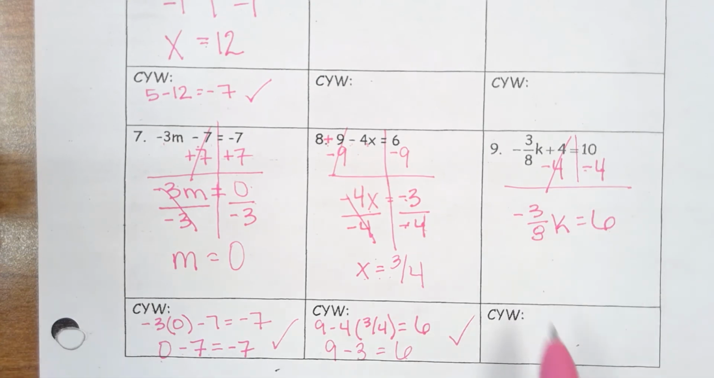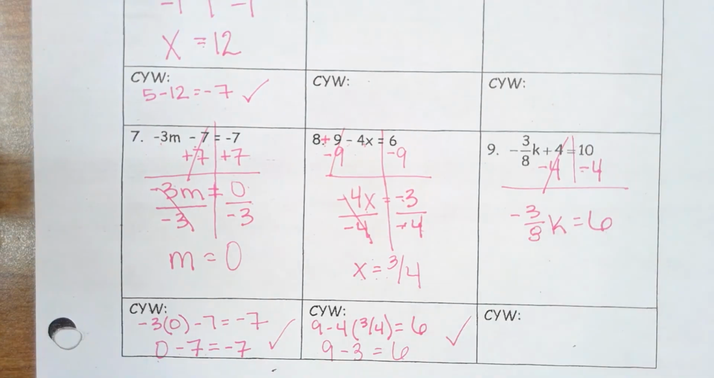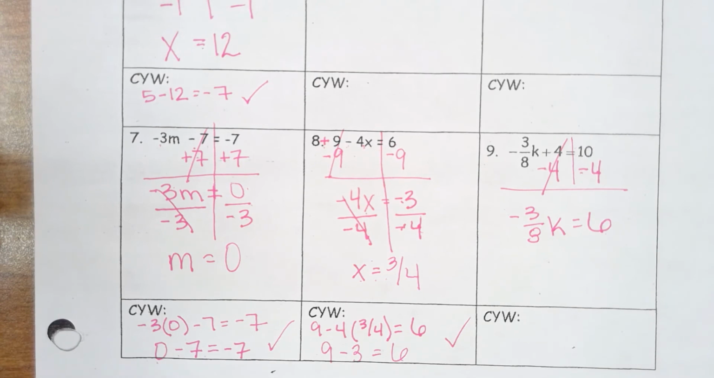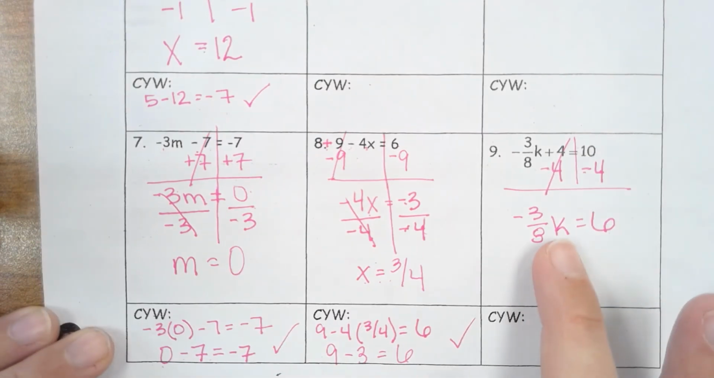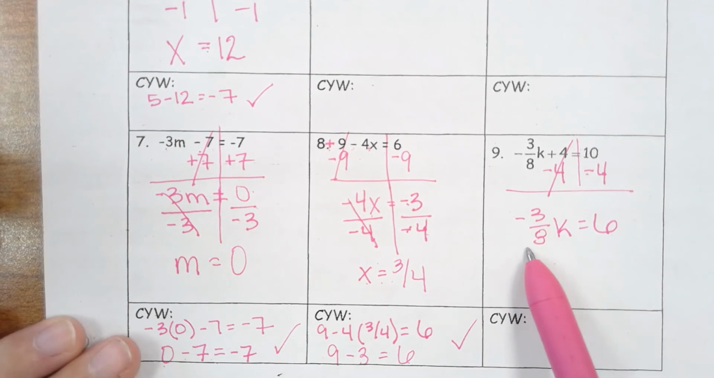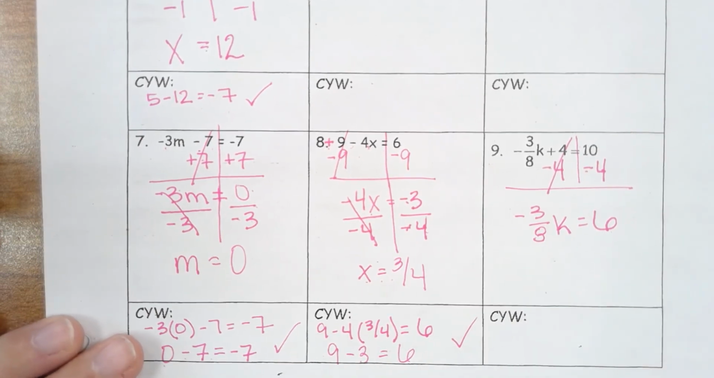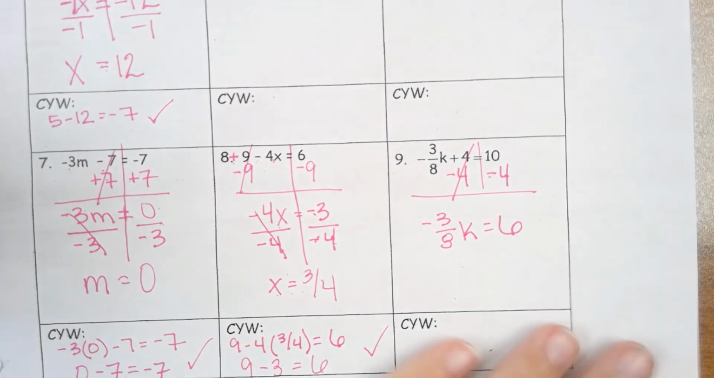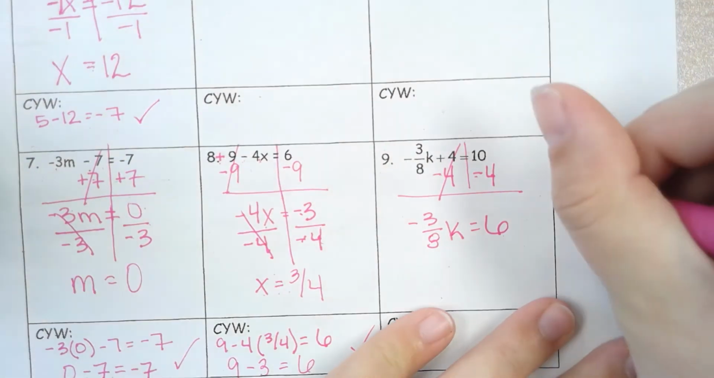Well, we have something that's called the reciprocal that we are going to do to both sides to get rid of that -3/8. Because think of it this way. -3/8 and k are multiplying right now, correct? So the opposite of multiplying would be to divide by -3/8 on both sides. But when I do that, watch what happens. You guys don't have to write this down.